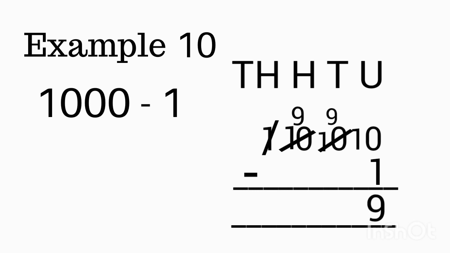All right. We move over to the tens column. We have just 9. We bring it down. We go over to the 100 column. We have just 9. We bring it down. So the answer is 999. 1000 minus 1 is 999.